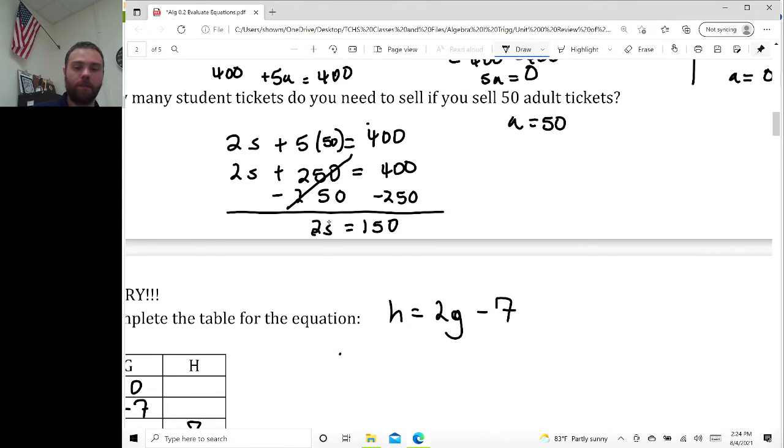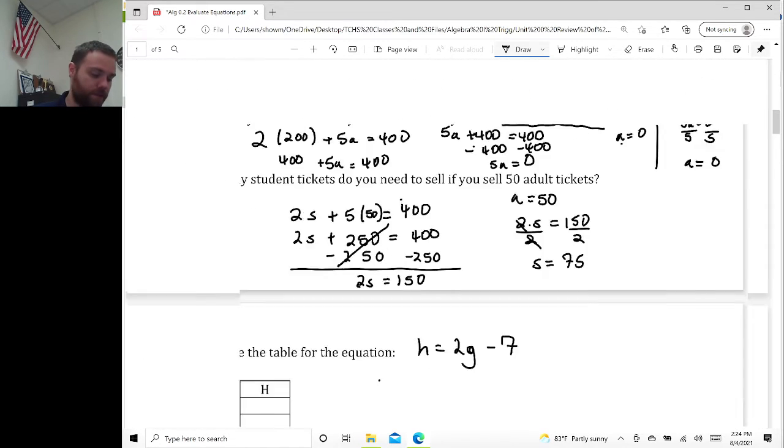So I need to know the number of student tickets, and I know I'm selling them for $2 each. So 2 times S is what I've got going on over here in this part of the equation. So how do I undo multiplication? Well, that's going to be division. So undoing multiplication, I'm going to divide both sides by 2. So 2 divided by 2 is 1S, so I'm left with S. And then 150 divided by 2 is 75.